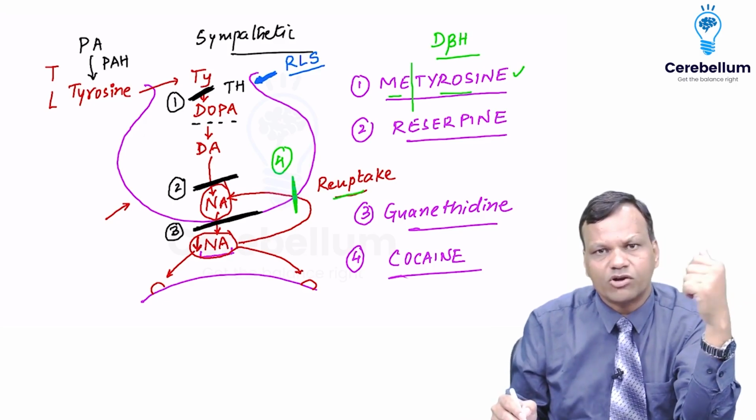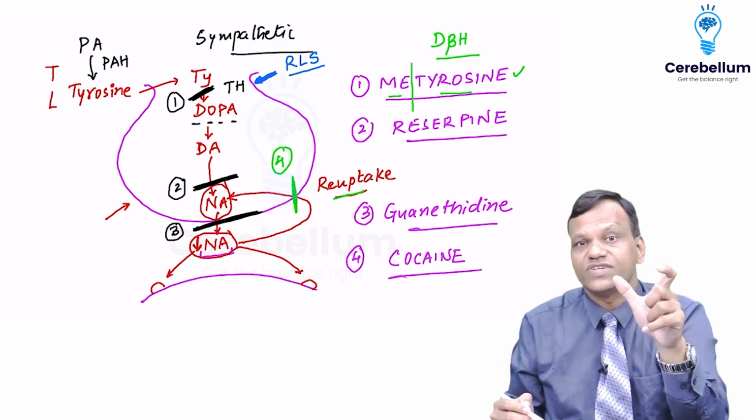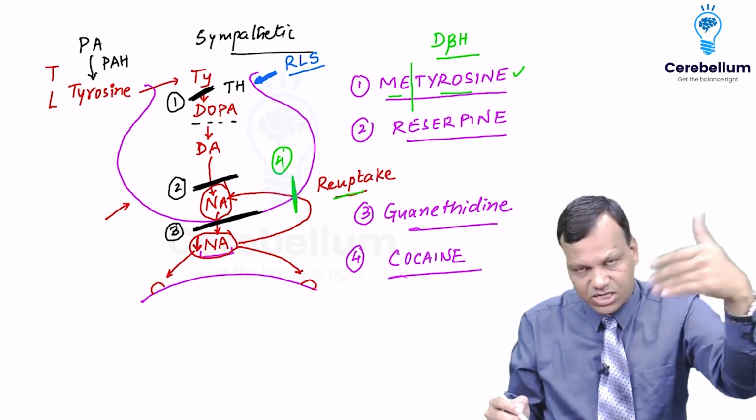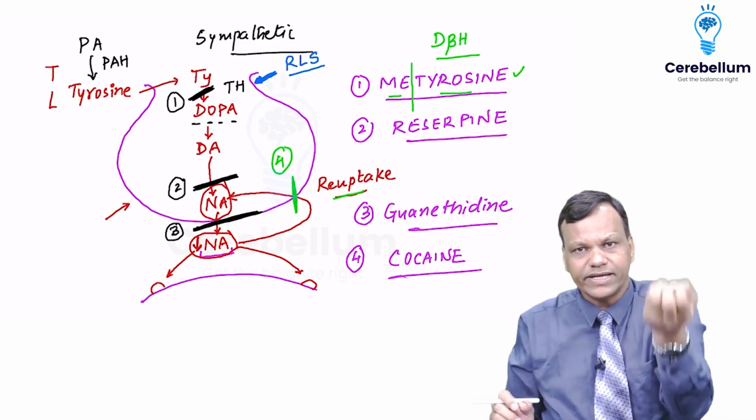What is the counterpart of reserpine? The drug which is inhibiting entry in the vesicle? Yes, that was vesamicol. What was the counterpart of guanethidine? That means which is inhibiting the release? Yes, botulinum toxin. Remember, we hold the bottle, nothing leaks.